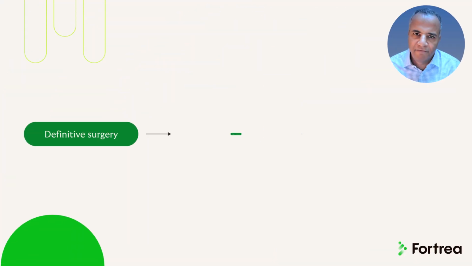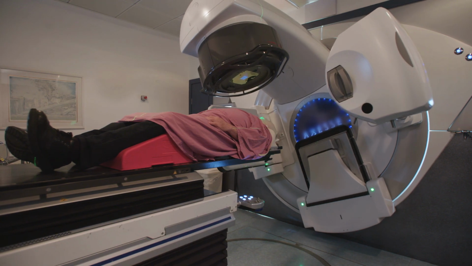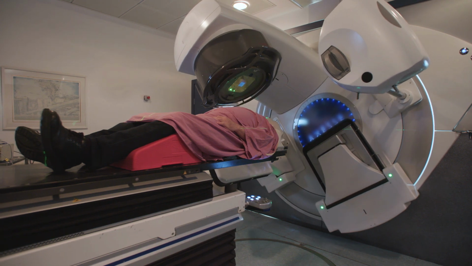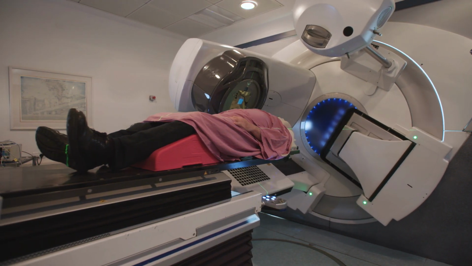So, as we all know, patients diagnosed with early stage cancer, let's define that as stage 1 and 2 and some of the stage 3 cancers, are often treated with a combination of definitive surgery, or surgery followed by radiation or even chemoradiation. And the goal is to eliminate the entire cancer cell population so the patient is rendered cancer-free.